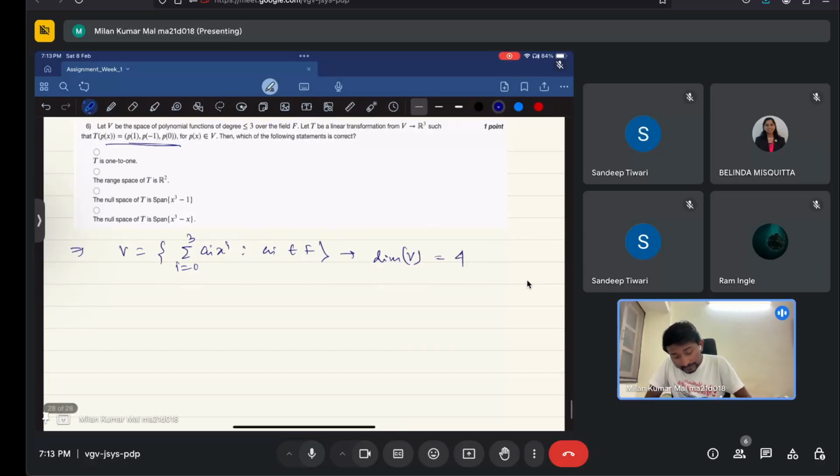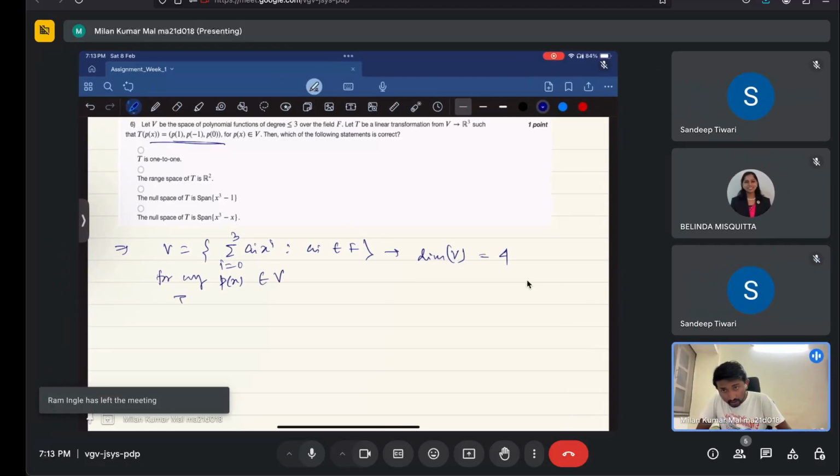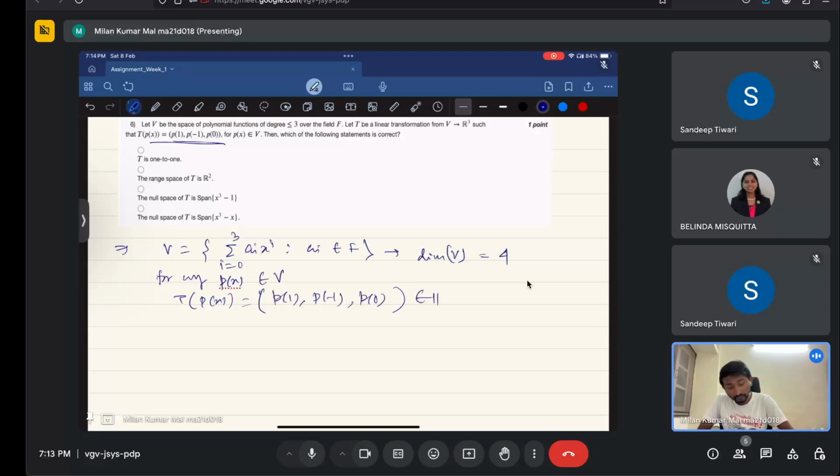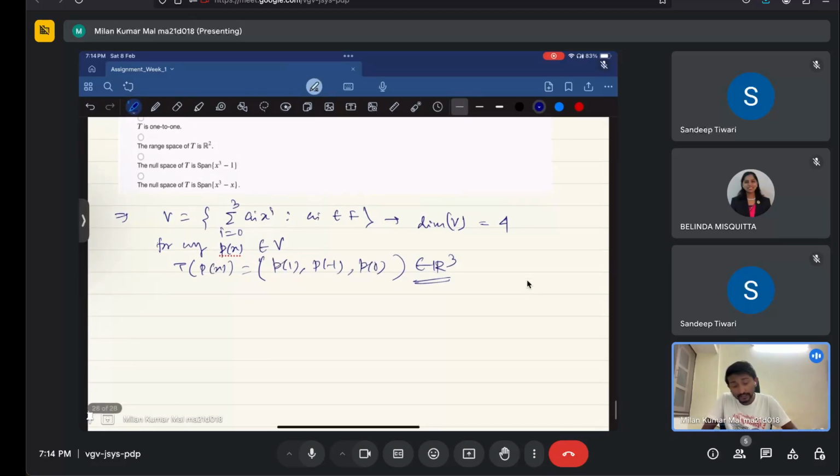Now, for any p(x) in V, T of p(x) will be (p(1), p(-1), p(0)), right? This is the tuple that is inside R3. Now the question asks which of the following statements is correct. T is 1-1 or not? The range space of T is R2. The null space of T is span of x^3 minus 1, and the null space of T is x^3 minus x. So let's first check whether T is 1-1 or not.